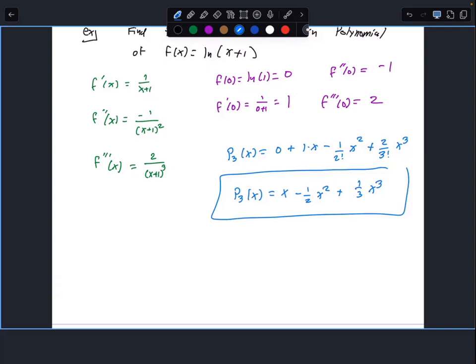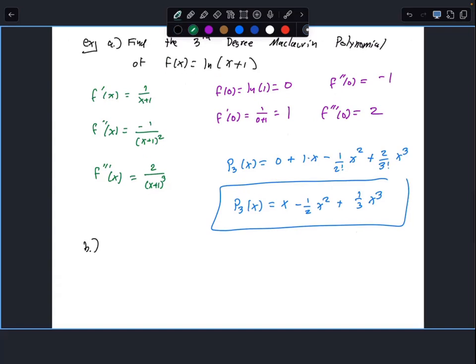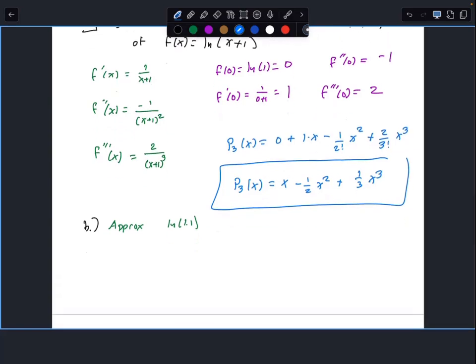So the error would be, actually we'll just do that. So let's do it. Let's make this question A. We'll do B. We're going to approximate the natural log of 1.1. Okay, so that means that we are plugging in, we're going to find P3 of what?